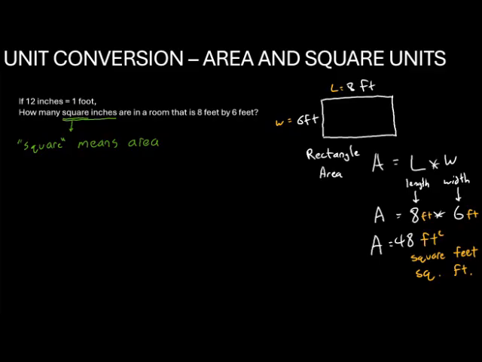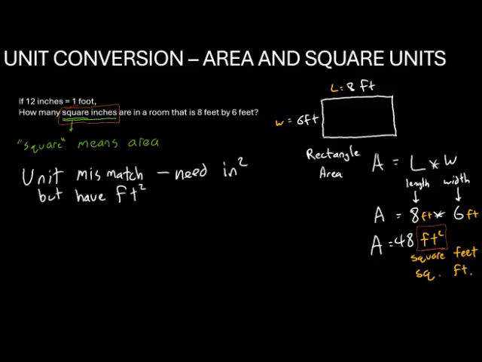Now that we have the area, let's check to make sure it's in the right units. We can see that the question asked us for square inches. However, that's a mismatch for what we have now. We have square feet. So anytime you find area, we have to take a pause and verify that it's the units that the question asks for. If you have a mismatch in units, you have to do one more step. Since we have square feet, but need square inches, we're going to have to do a unit conversion with square units.